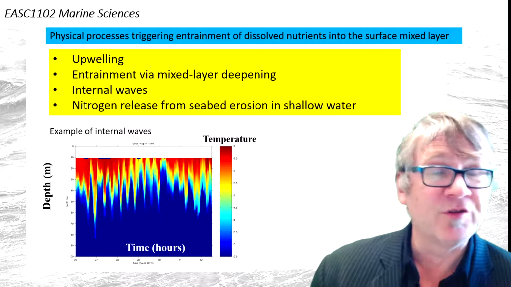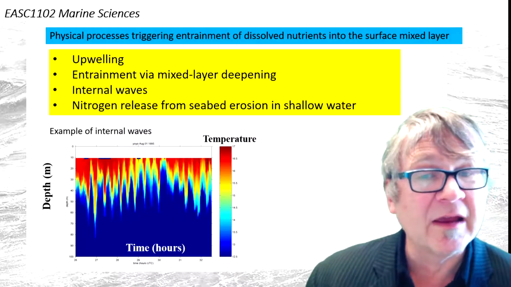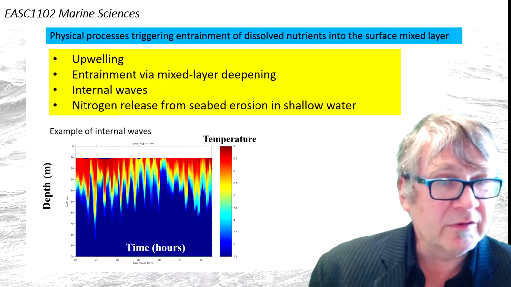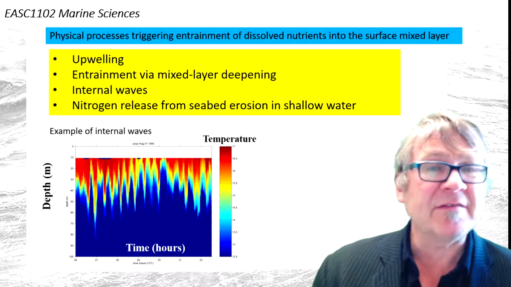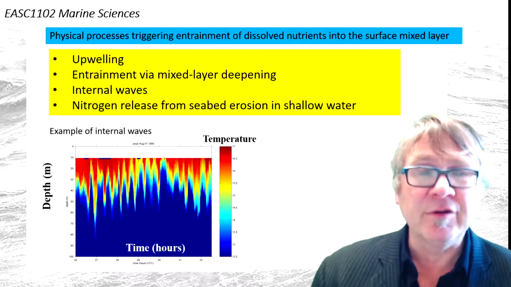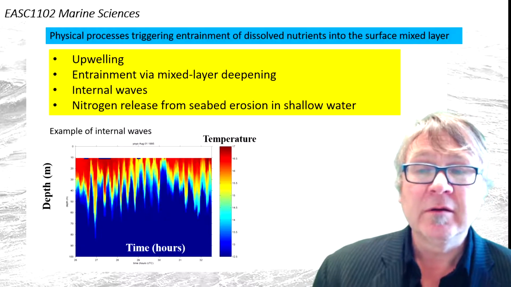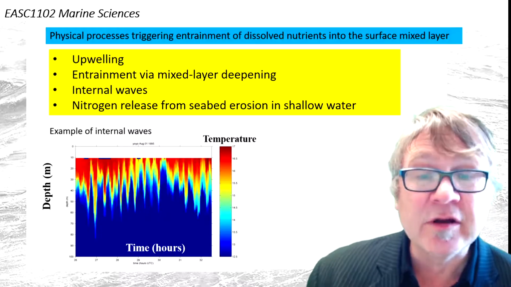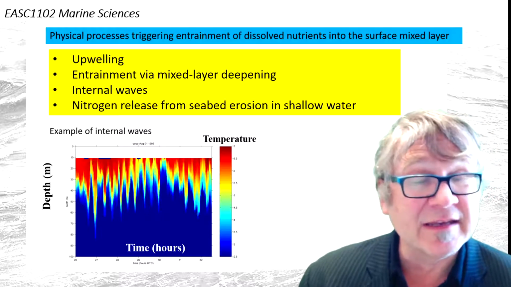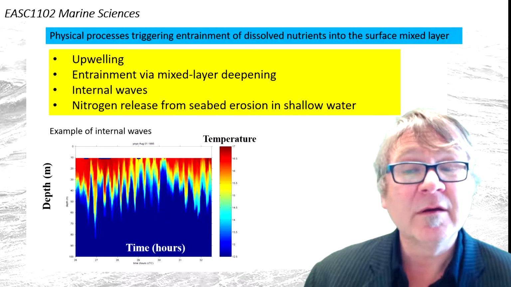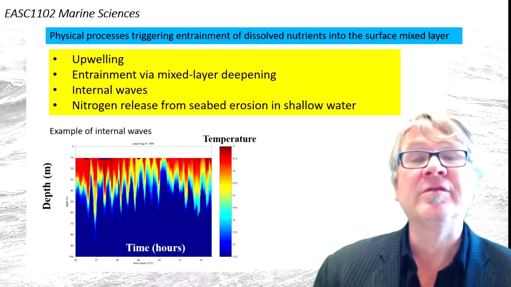So you can have a storm, or a density-driven convection, thermohaline convection, and if you deepen the surface mix layer, what it implies is you actually mix in higher nutrient concentrations from below. Another mechanism is internal waves. There are waves in the ocean interior at density interfaces, and they can lift nutrient-rich water occasionally into the euphotic zone.